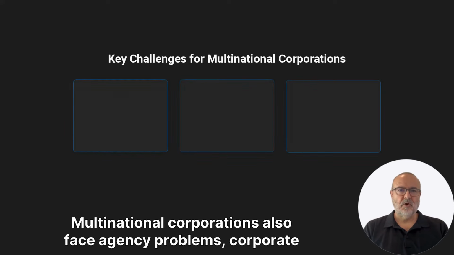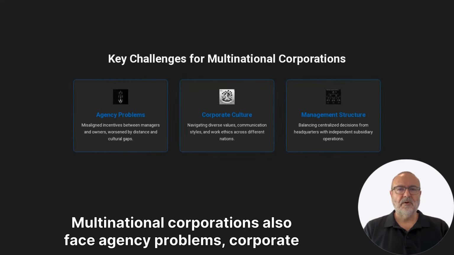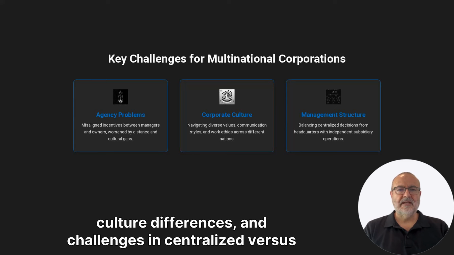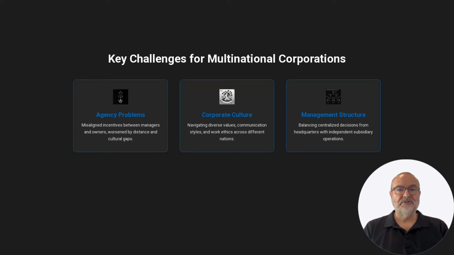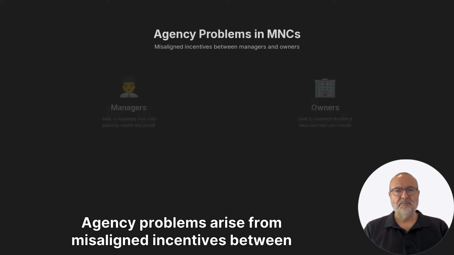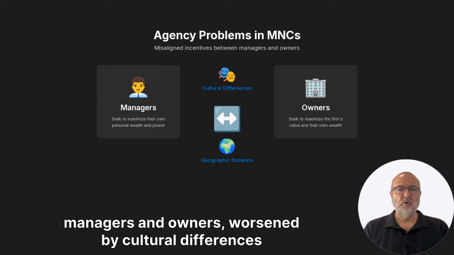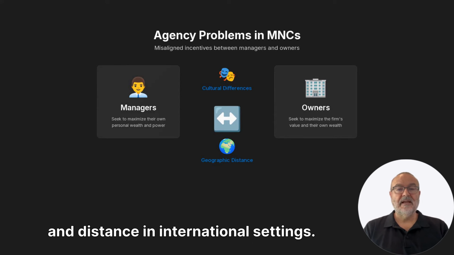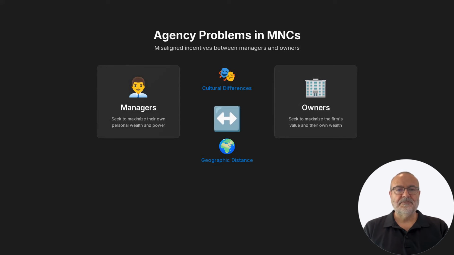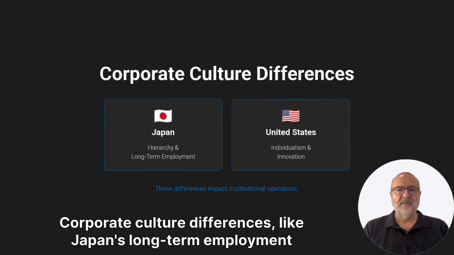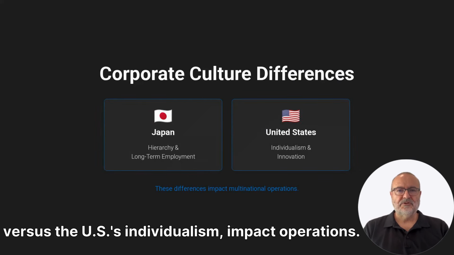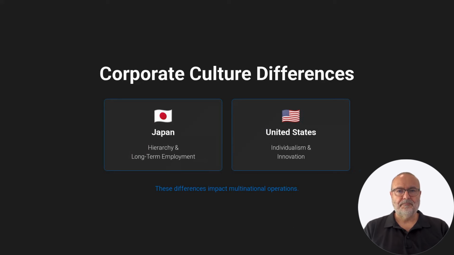Multinational corporations also face agency problems, corporate culture differences, and challenges in centralized versus decentralized management. Agency problems arise from misaligned incentives between managers and owners, worsened by cultural differences and distance in international settings. Corporate culture differences, like Japan's long-term employment versus the U.S.'s individualism, impact operations.